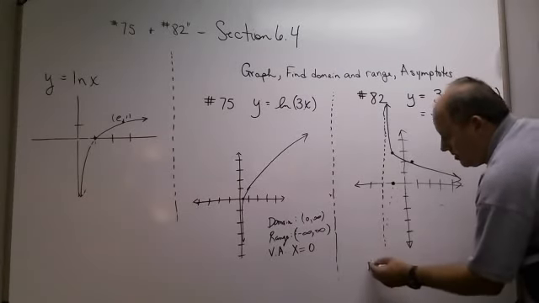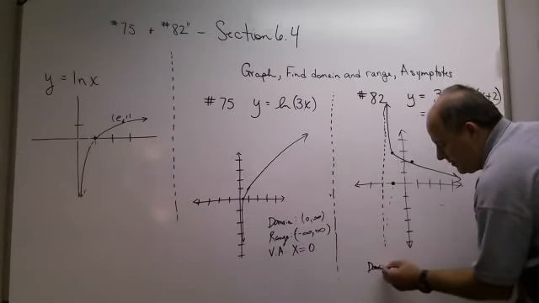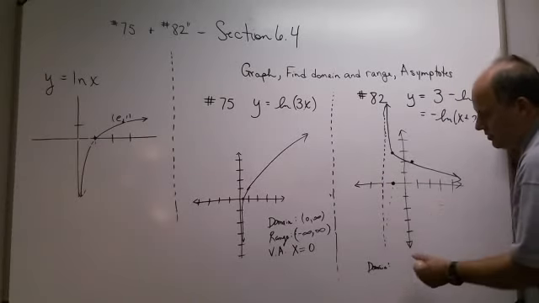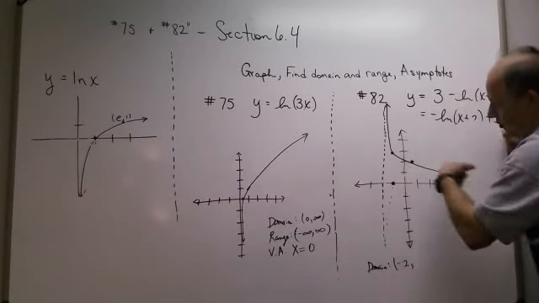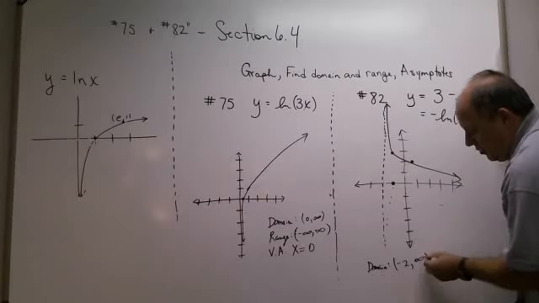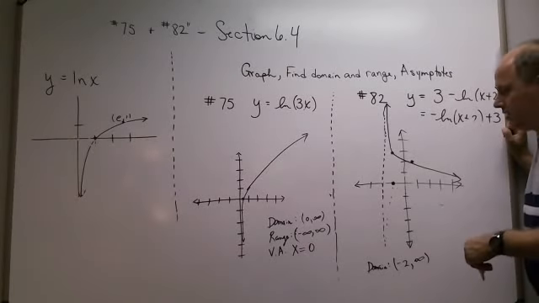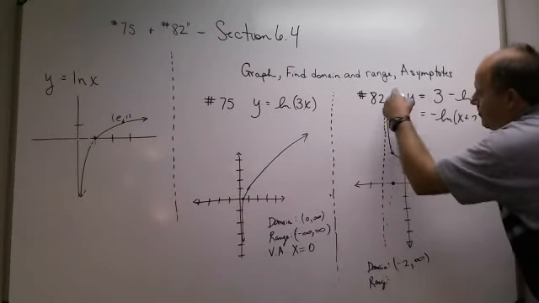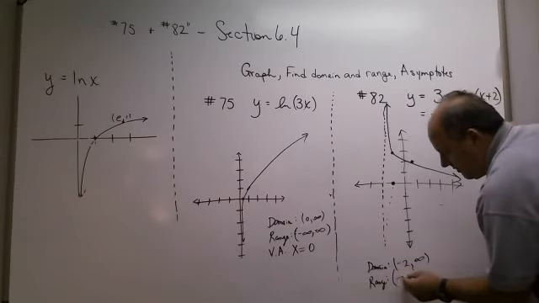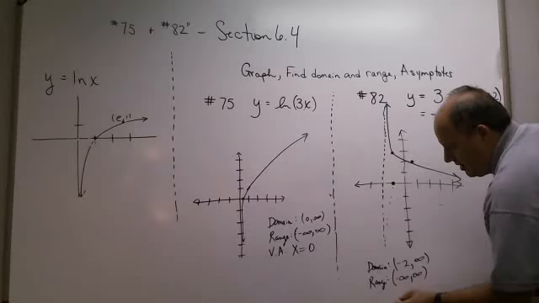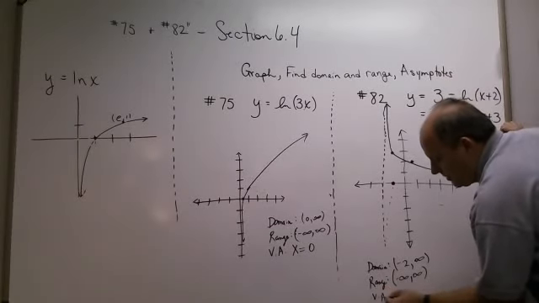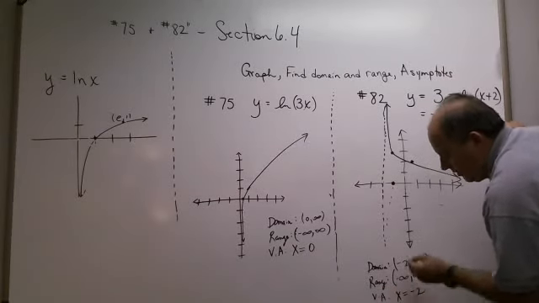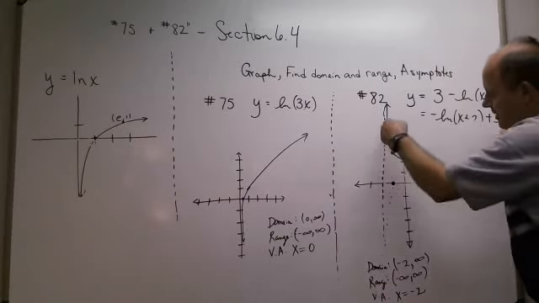The domain doesn't start at 0, it starts at -2. So it's -2 and to the right. Now remember, domain is x's and range is y's. And then range continues up and it continues down. So it's negative infinity to infinity. And the vertical asymptote is x equals -2, because that's where it's at.